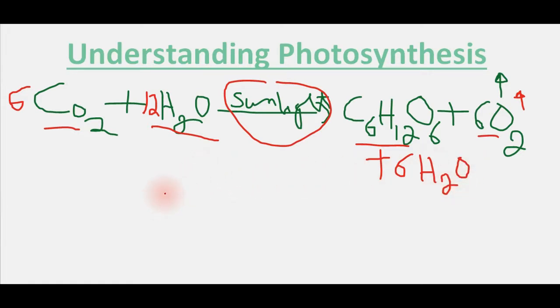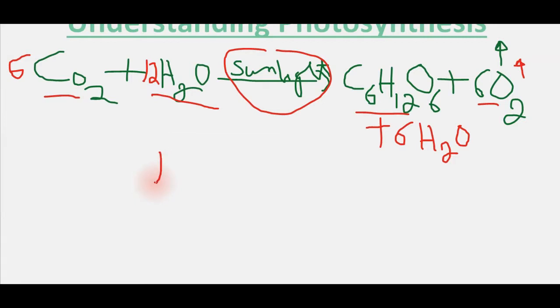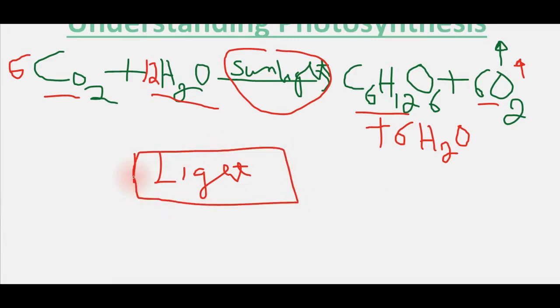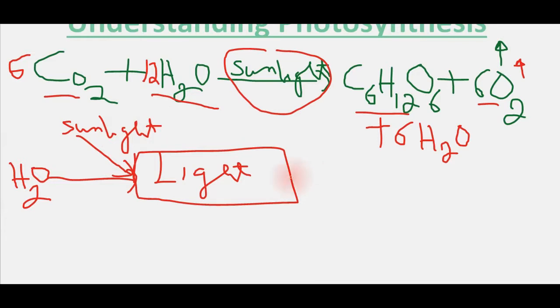Photosynthesis takes place in 2 stages of reaction. We have the light stage of the reaction and the dark stage of the reaction. In the light stage of the reaction, water is used in the presence of sunlight in order to produce oxygen.